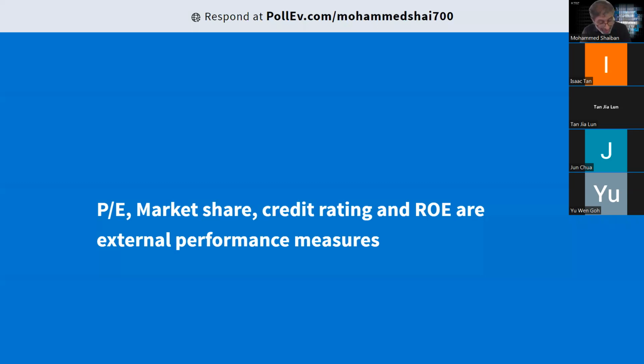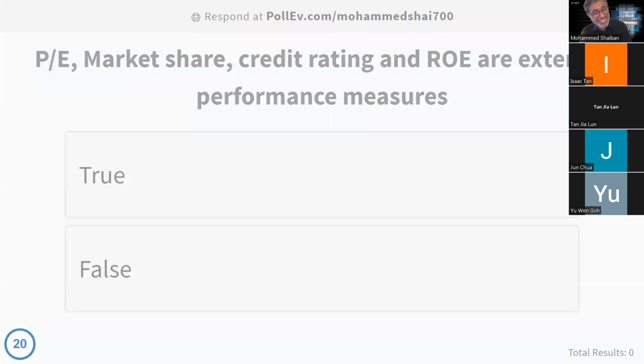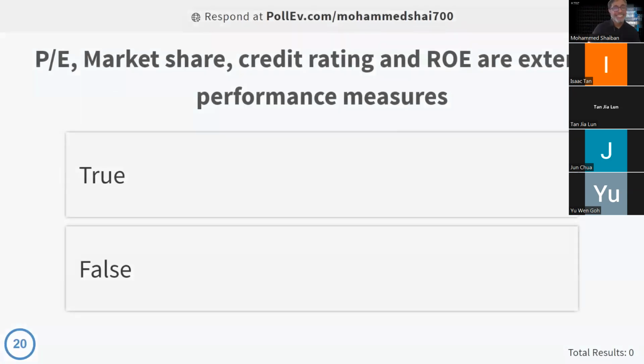PE, this is the price to earning. Market share, credit rating, and ROE are all external performance. Is this right or not? This will reflect your understanding of the internal and external.